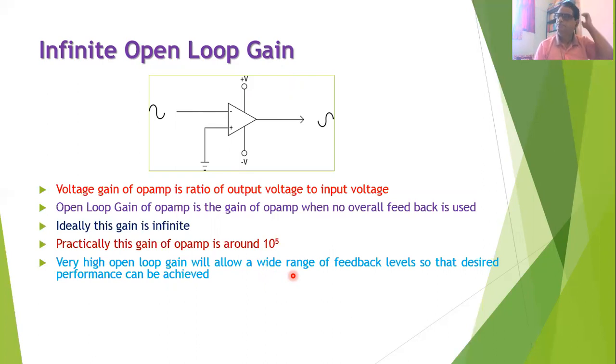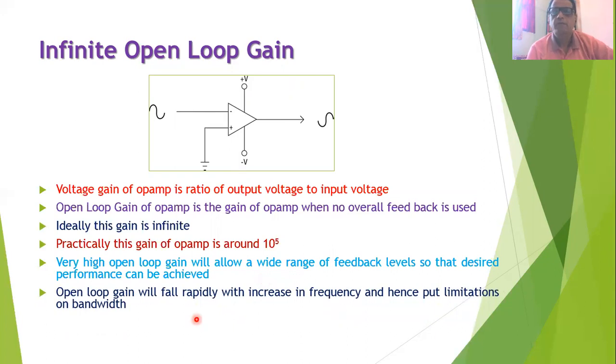In practice, whenever we make use of an operational amplifier, we always need a closed loop circuit. That is, we always use some kind of feedback between input and output. And when the open loop gain is very high, then we can adjust the feedback as per the requirement so that we can get the desired performance of the operational amplifier.